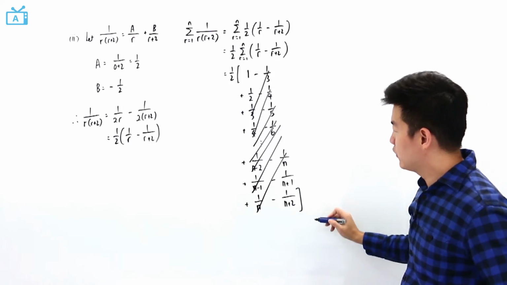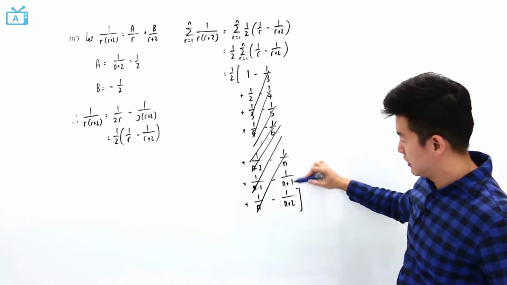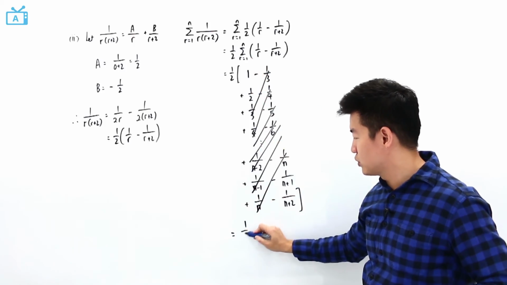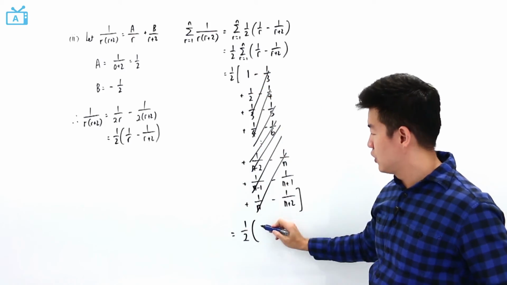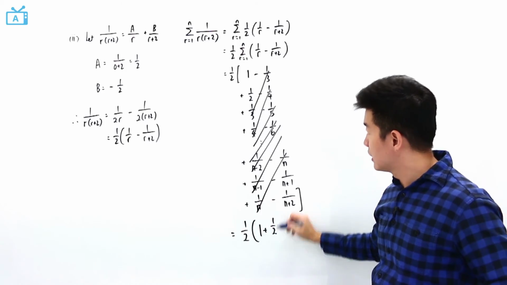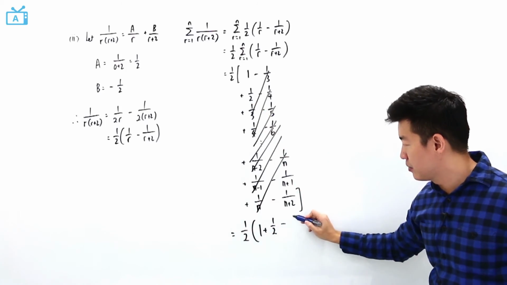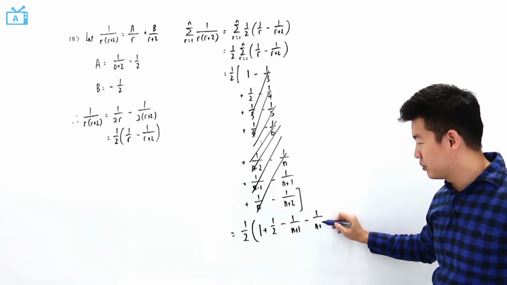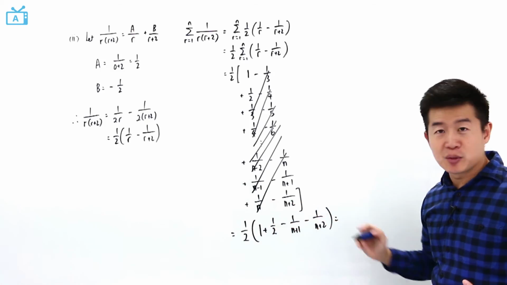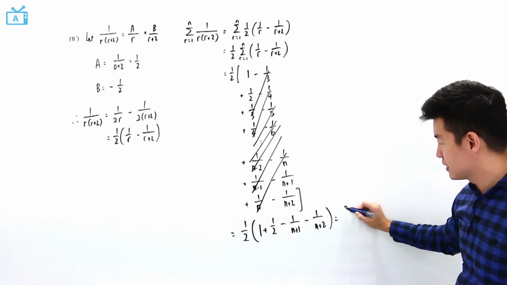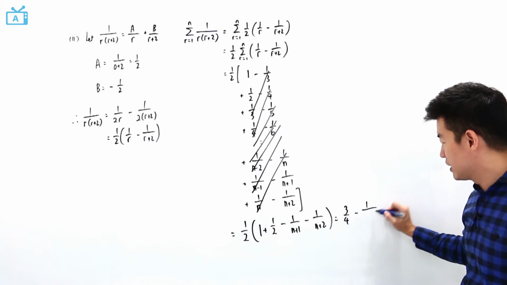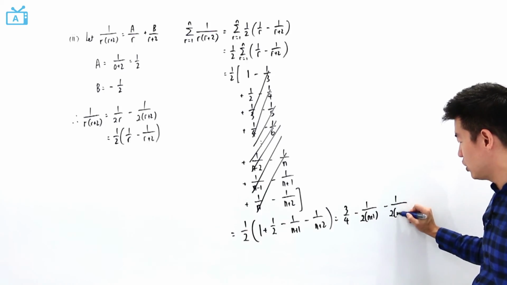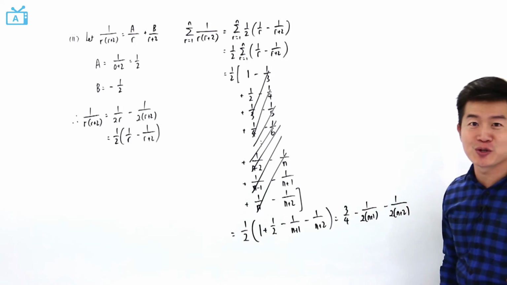That is why we can conclude that all the terms in the center here are going to disappear. So what I'm going to be left with is just from here and until here, which means that this is going to be equal to half of (1 plus half, then minus 1 over n+1, then minus 1 over n+2). And if I were to multiply half in, what I'm going to be getting is 3 over 4 minus 1 over 2(n+1) minus 1 over 2(n+2). And this is what the question wants us to show.